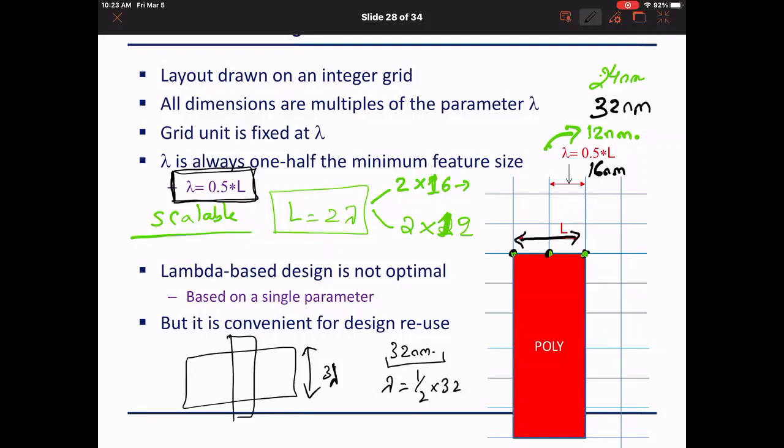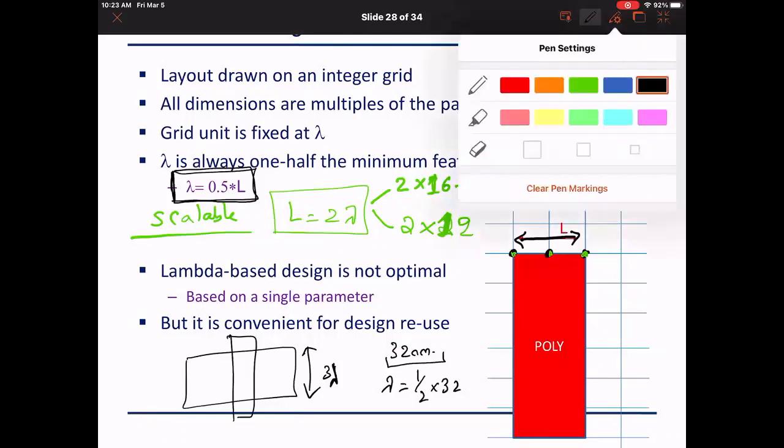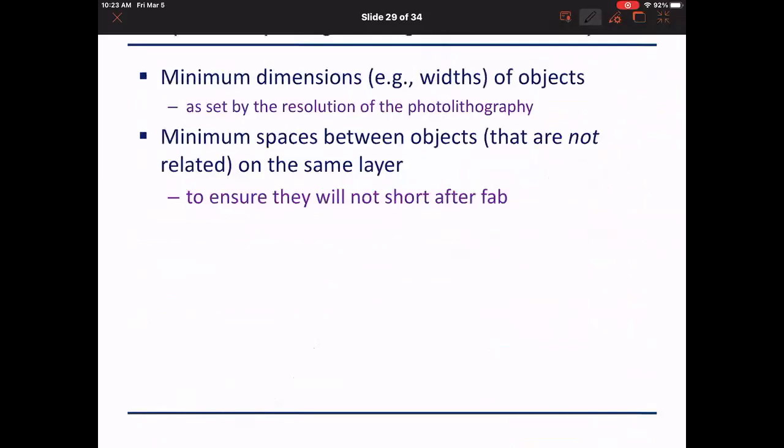Okay, so all we want to know is that we're drawing it to a scale whose unit is lambda, and lambda is half L. Okay, that's what we need to know for our purposes. Great, let me go to the next slide.